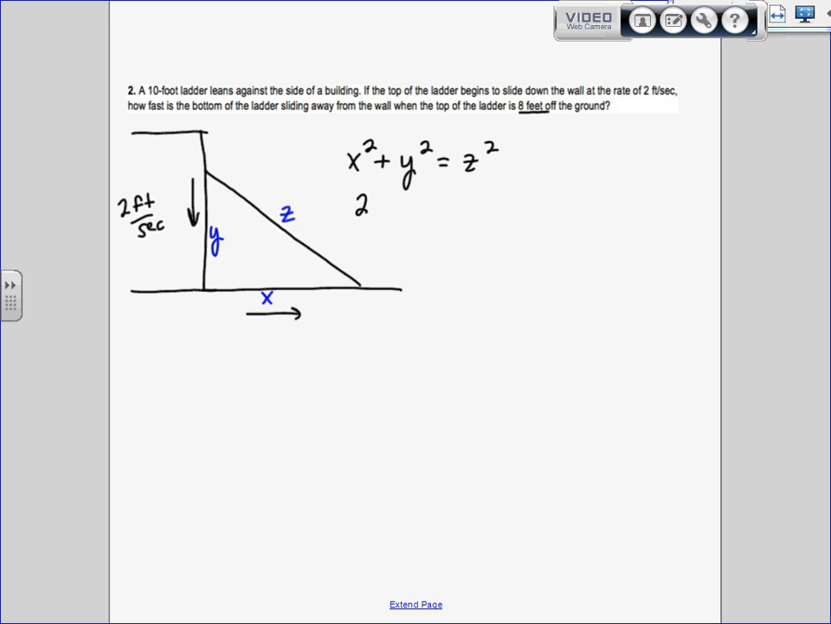Okay, and I'm going to take the derivative. So I'm going to have 2x dx over dt plus 2y dy over dt equals 2z dz over dt. So all of them are with respect to time. Previously we didn't tack on a dx over dx, right, because that was always just one. But in this case, it's dx over dt. All right, and you can divide by 2 on each side if you want to. So basically all the 2s go away.